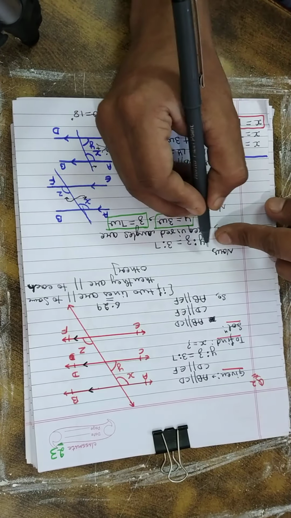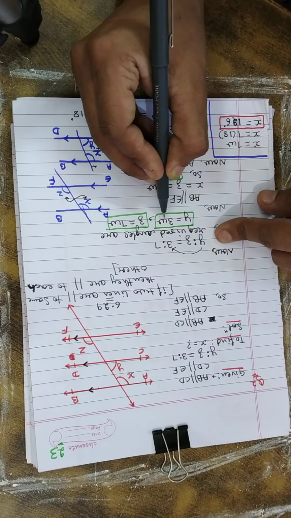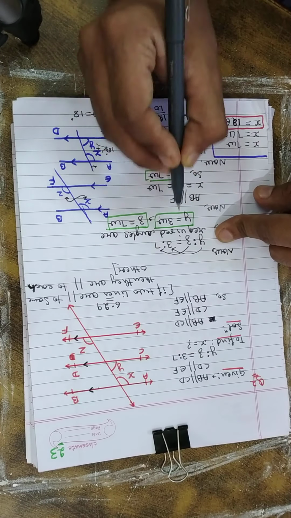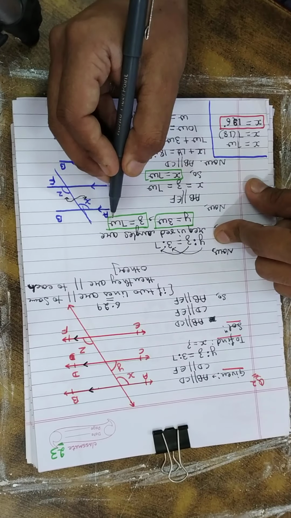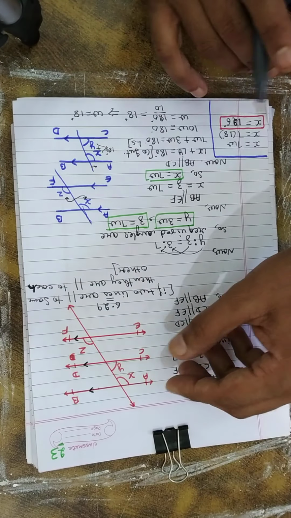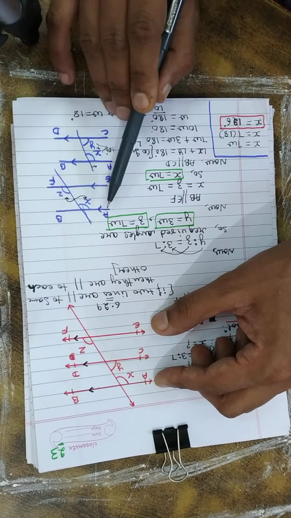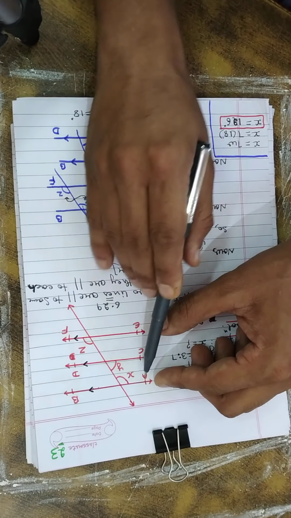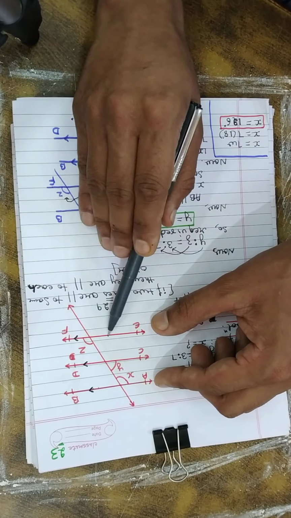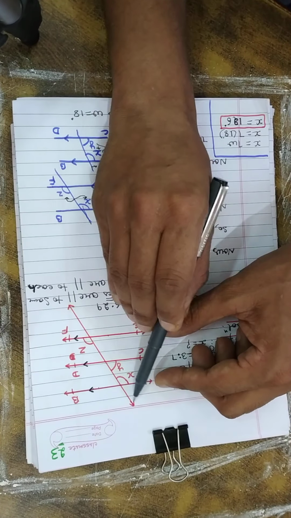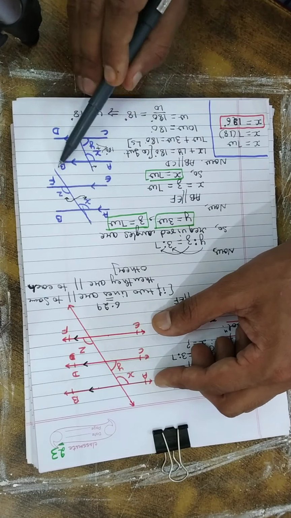So angle y represents the 3, so y is equal to 3w. Angle z represents the 7, so z is equal to 7w. Now the two lines, a part of the diagram, AB line and EF line. I have drawn AB line and EF line. Both are parallel to each other. And this line is a transversal.